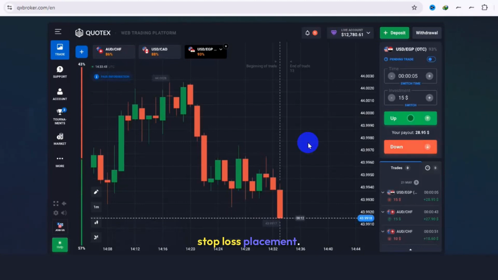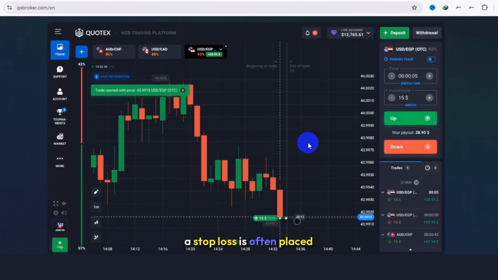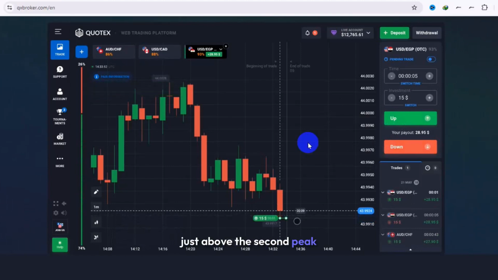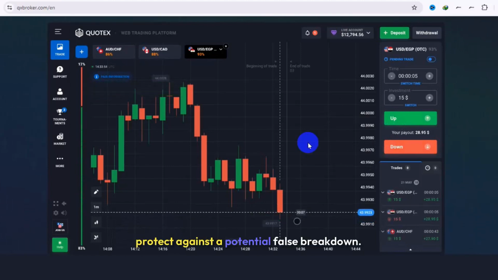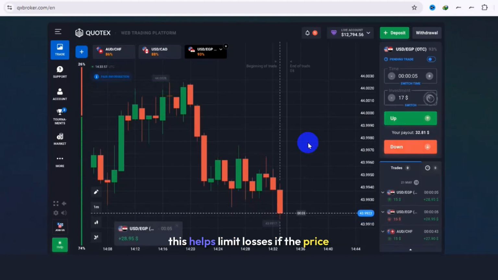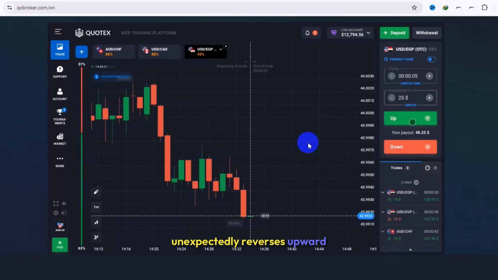Stop loss placement. A stop loss is often placed just above the second peak to protect against a potential false breakdown. This helps limit losses if the price unexpectedly reverses upward.